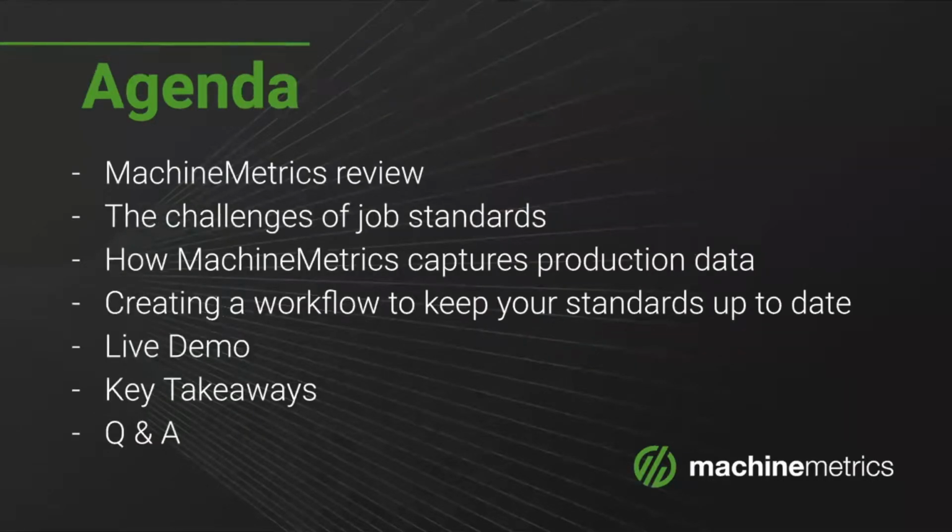Okay. So our agenda for this session is to do a very brief overview of what MachineMetrics is, the challenges of job standards, and some of the issues that go into creating them and maintaining them, how MachineMetrics captures production data. We're going to look at how you create a workflow that keeps your standards up to date within your organization. Then we're going to jump into the product and actually look at some of the reports that could be used to gain insight into your job standards. And then we're going to talk about some key takeaways and do a Q&A. So without further ado, let's jump in.